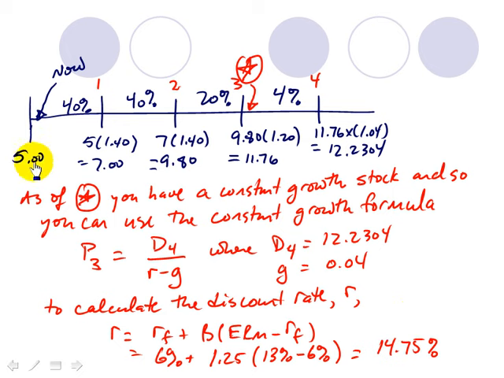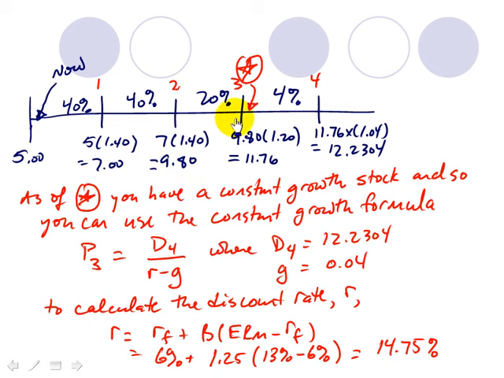We've just had a $5 a share dividend, and so notice how I've indicated that now is right after that $5 a share dividend, so it's completely unambiguous here. We do not get this $5 a share dividend. Now is right after that. Now, a year from now, the expected dividend is the $5 times 1.4 because it's growing at 40%. That's $7 a share.